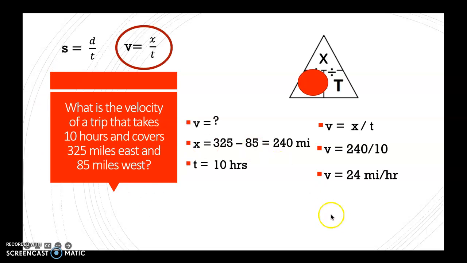Okay, and for this one, you should have gotten a velocity of 24 miles per hour. To find our displacement, we would have done 325 minus 85 because it was 85 miles west, which gives us a total of 240 miles for our displacement. We have a time of 10 hours, and it's going to be displacement divided by time, so 240 divided by 10, which gives us 24 miles per hour.